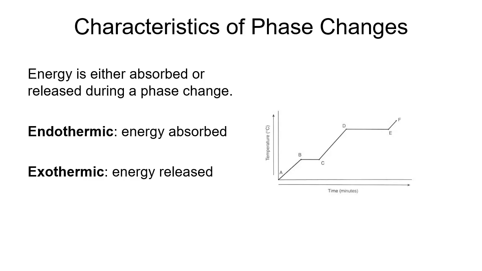Endothermic is when energy is absorbed or flows into the substance or system. Exothermic is when energy is released or flows out of the system or substance.